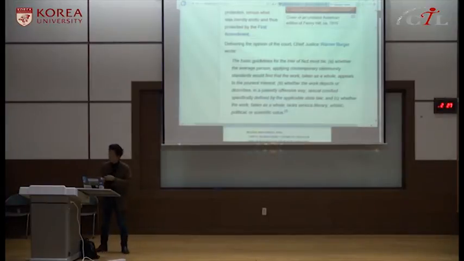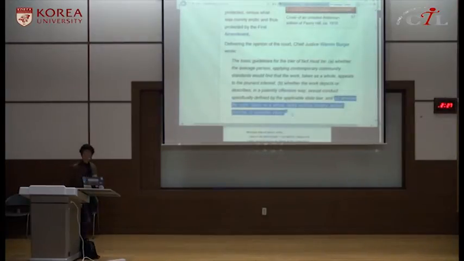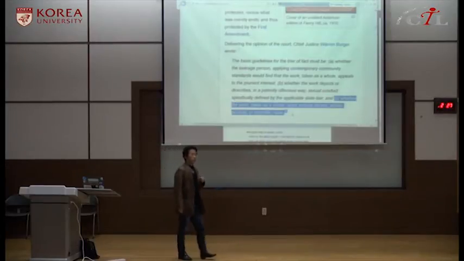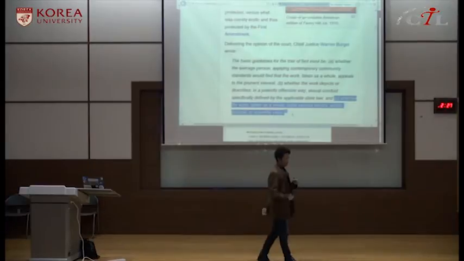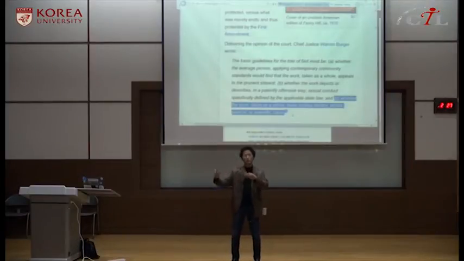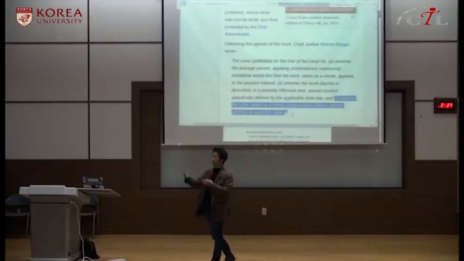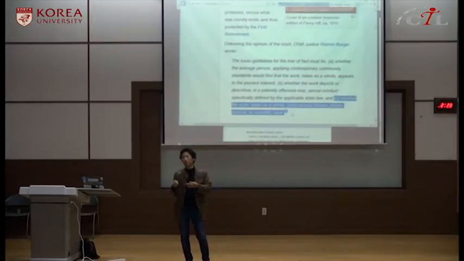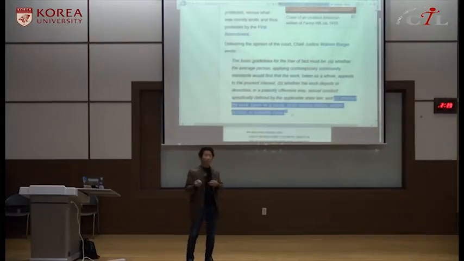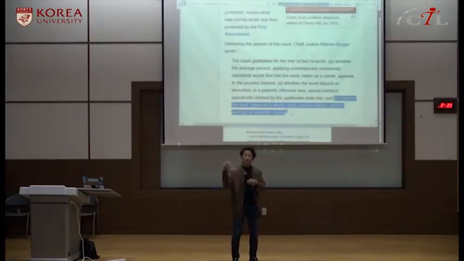And now we can come back to this question: why do we have this requirement, right? That the work taken as a whole lacks serious literary, artistic, political, or scientific value. So you can have explicit sexual material. I mean, the material can have explicit sexual activities in it, and yet it will be considered not obscene. It will be considered not obscene if it has scientific, literary, or social value.